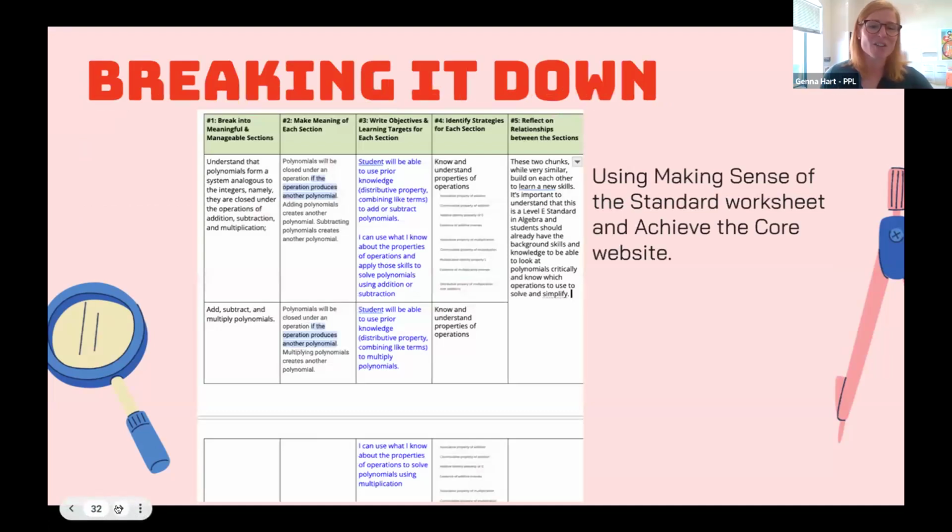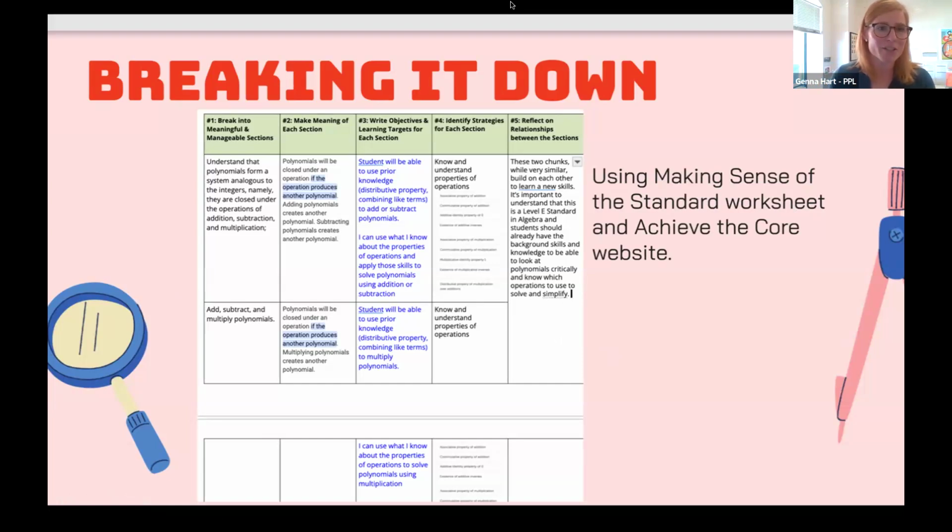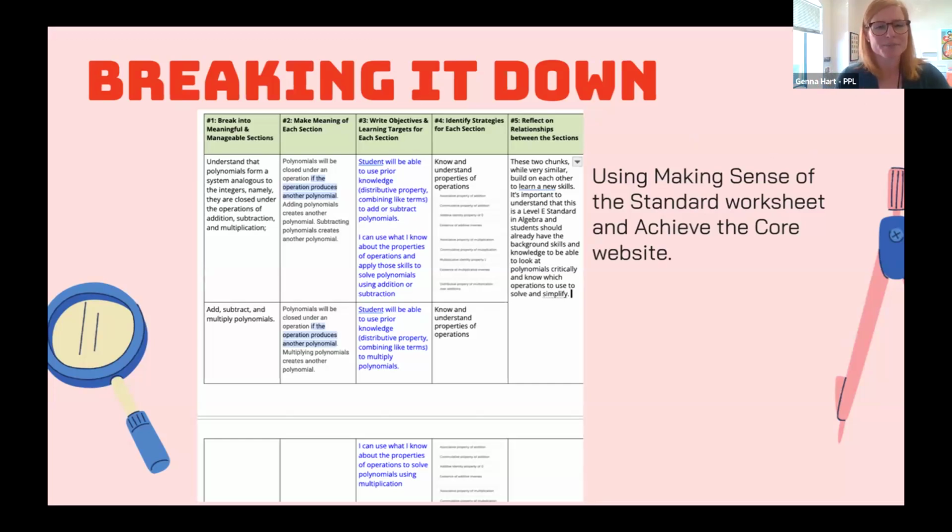So just like Donna did, I also use the making sense of the standard worksheet. So I always go through, and with the polynomials, you have to add, subtract, and multiply. That's a lot to do in one lesson. So with my students, I've broken it down into 2, sometimes 3 separate lessons to really understand that level E standard and to go from adding and subtracting polynomials to multiplying polynomials. That can be really difficult for students because they have to lean on that prior knowledge to be able to do the skills that the level E standard requires.